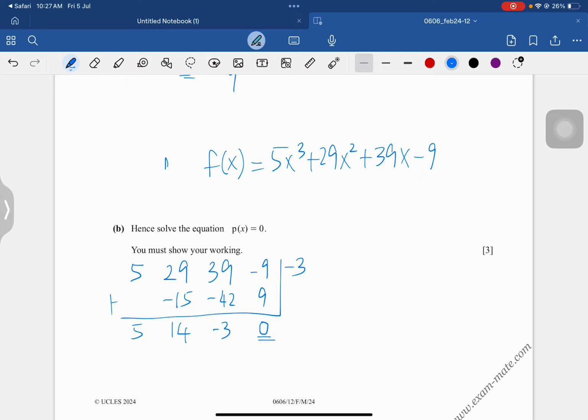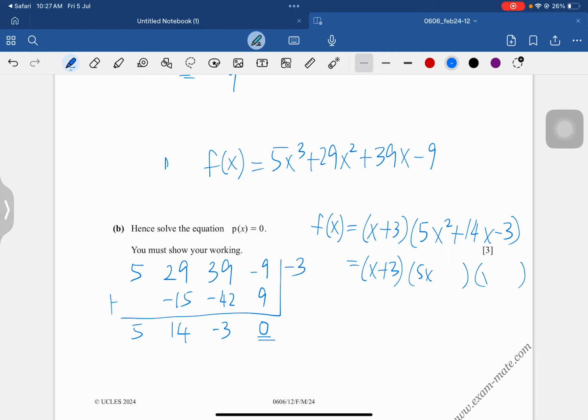So from here, your f of x is going to be x plus 3, and the quadratic factor behind will be 5x squared plus 14x minus 3. Here we can apply the cross method. 5x and x here. To get 14, here must be 3, here must be 1. Plus 3, which is 15, minus 1, which is plus 14.